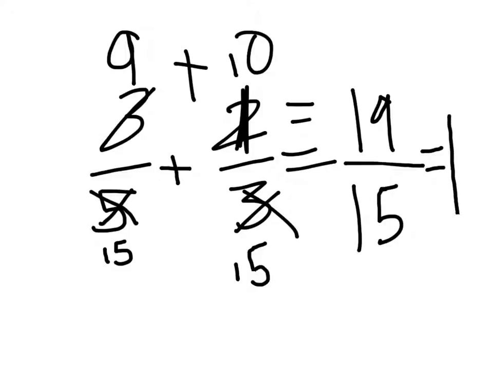So 1. So 15 times 1 equals 15. So you have to do 19 minus 15, which would be 4. So you have to do 1 and 4/15. And then that is called a mixed number.